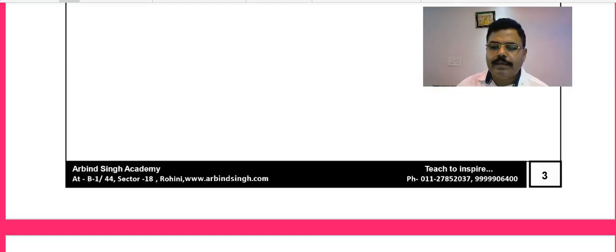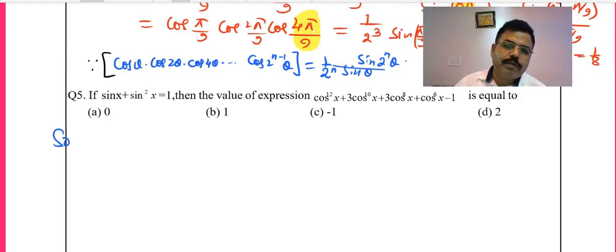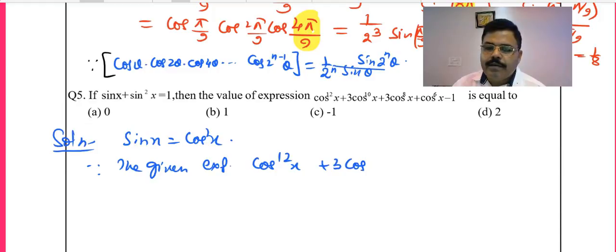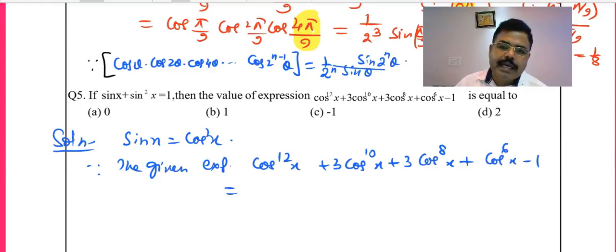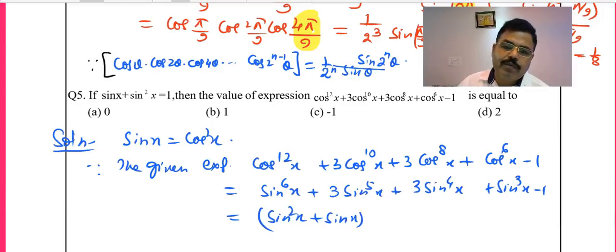let me write the next one, and this is another question. Solution of this question, let me write: sine x is equal to 1 minus sine square x, that would be cos square x. So therefore the given expression cos to the power 12x plus 3 cos to the power 10x plus 3 cos to the power 8x plus cos to the power 6x minus 1 can be written as sine to the power 6x plus 3 sine to the power 5x plus 3 sine to the power 4x plus sine to the power cube x minus 1. That is further can be written as (sine square x plus sine x) whole cube minus 1.